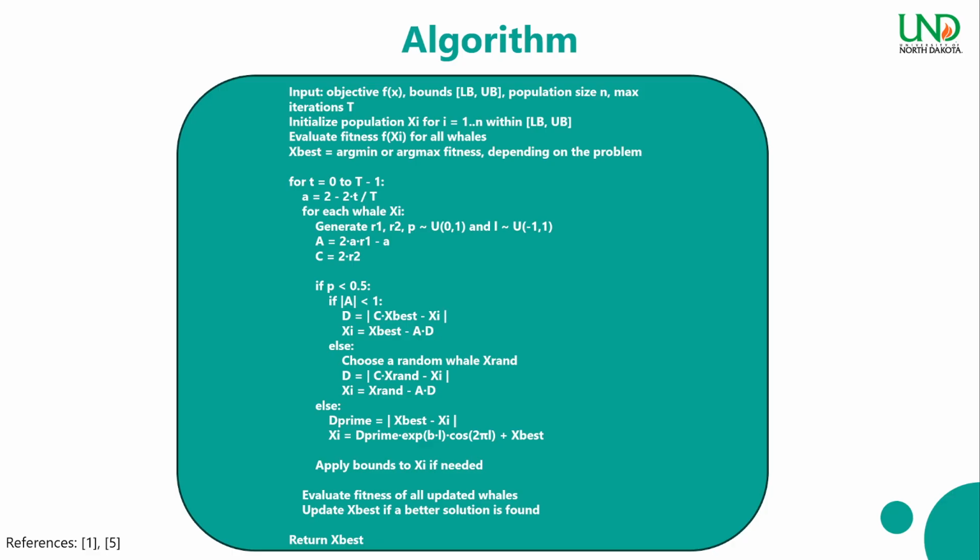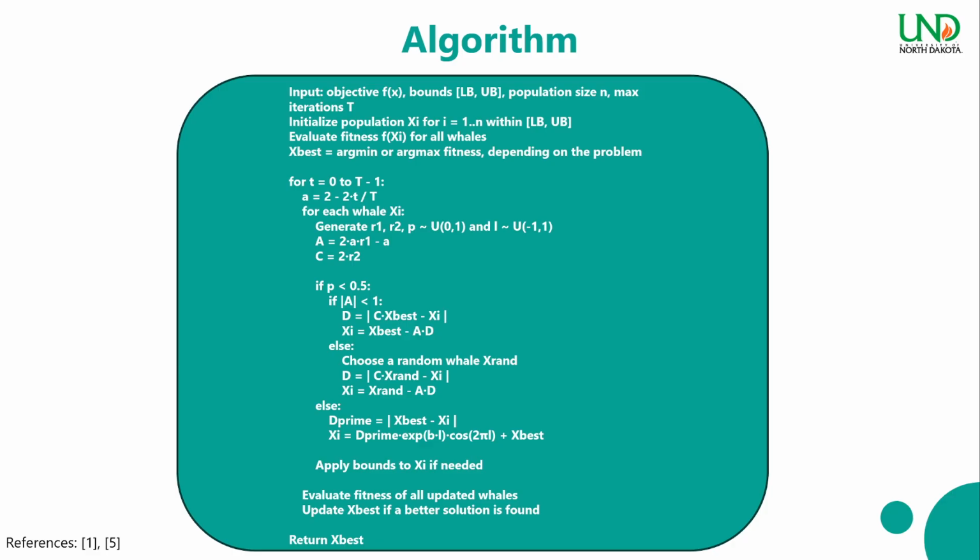From there, the algorithm enters the iterative loop. At each iteration, we update the parameter a, which decreases over time, from 2 to 0. The parameter controls how aggressively the algorithm explores versus refining. And then for each whale, we generate a set of random variables and compute the coefficients A and C. These determine how the whale moves through the search space. Then the key decision point happens at that point.